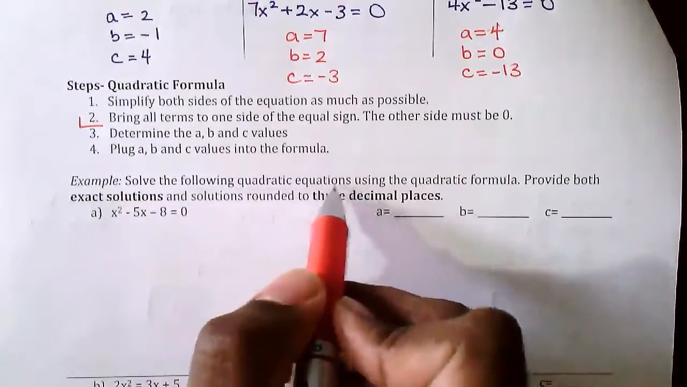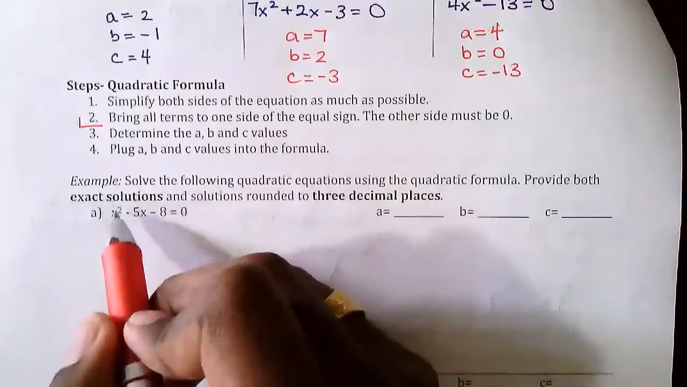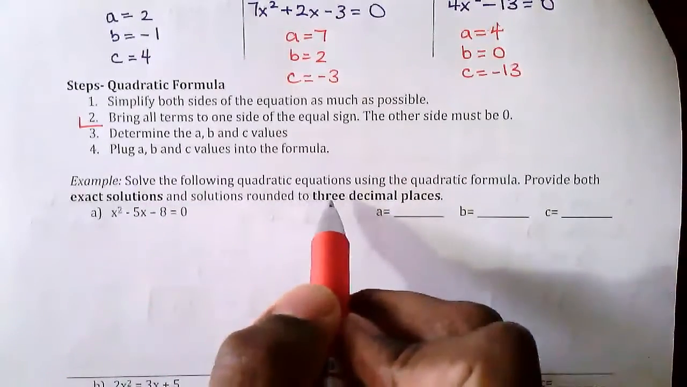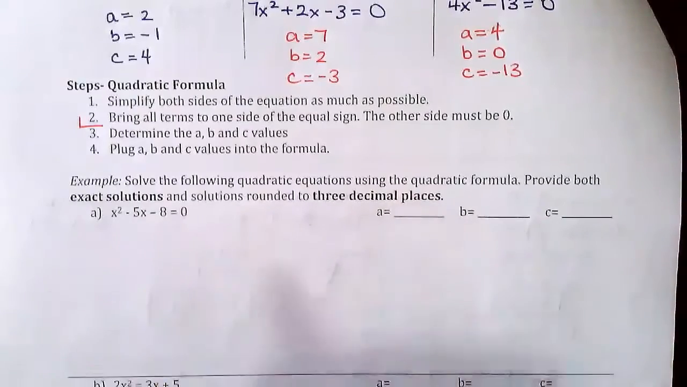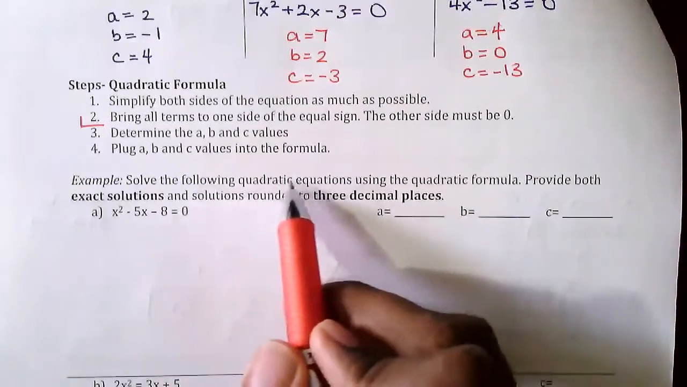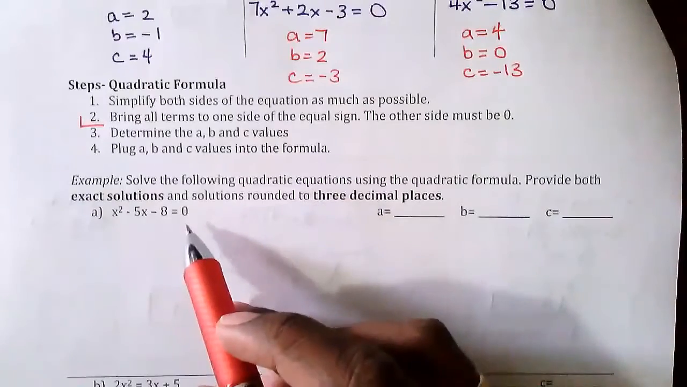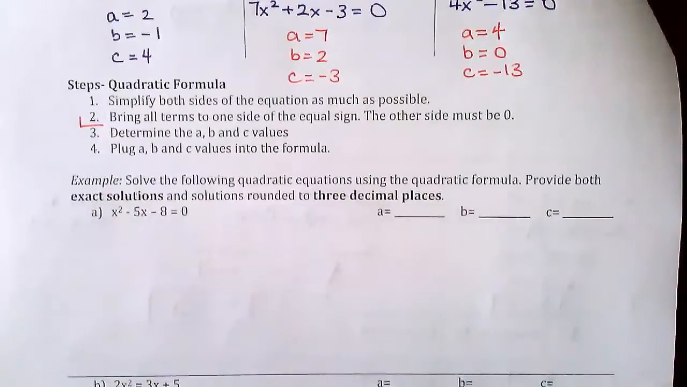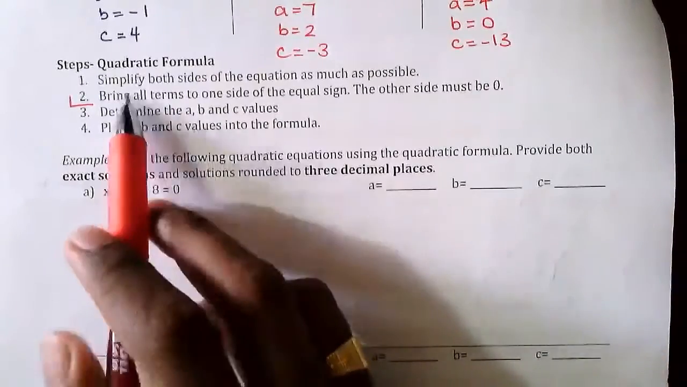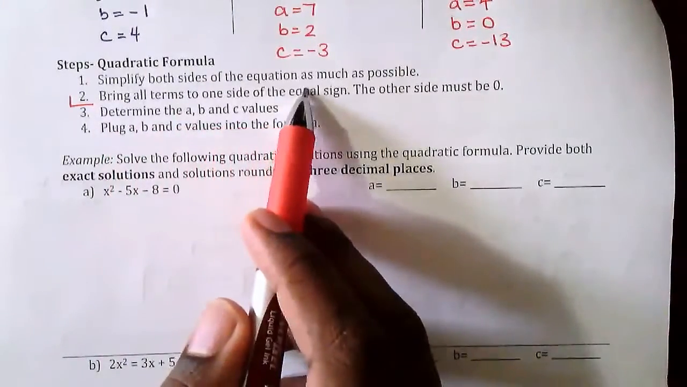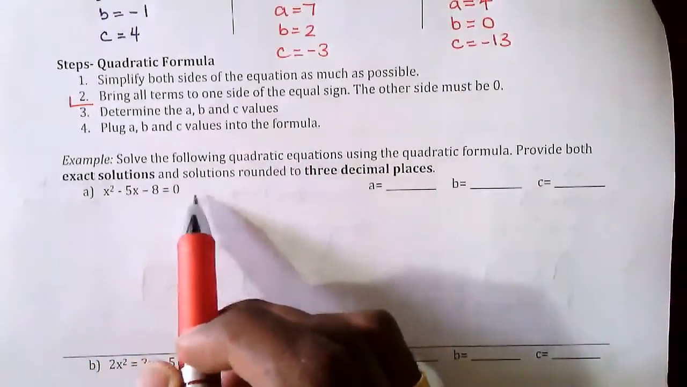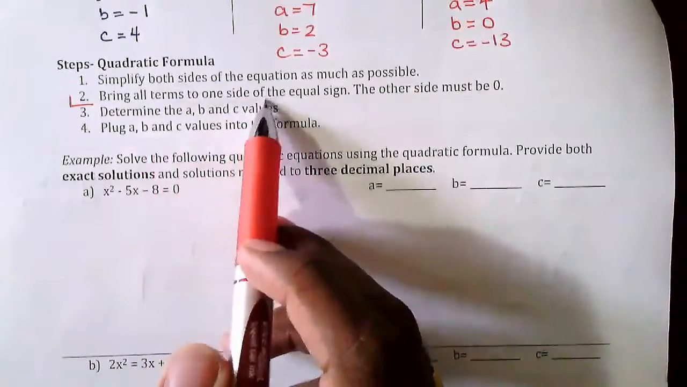So solve the following quadratic equations using the quadratic formula. Provide both exact solutions and solutions rounded to 3 decimal places. Now for these questions, I'm specifically telling you that they don't factor, so you must use the quadratic formula. If this question just said to solve the quadratic equation, you have to start with factoring first and then try the quadratic formula if it can't be factored. But these ones, I'm telling you, cannot be factored. So we have this. Again, the first step is to simplify both sides of the equation as much as possible. I can't collect like terms here or here, so I'm good. Bring all the terms to one side of the equal sign.